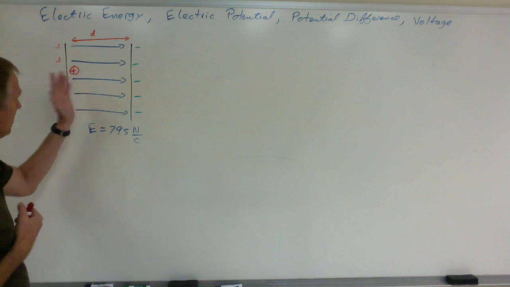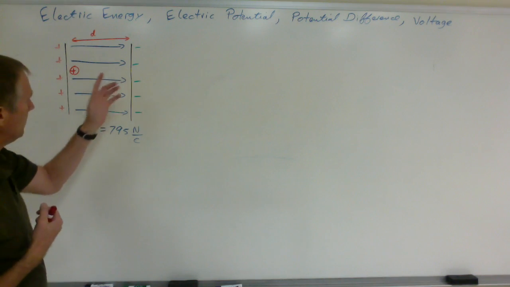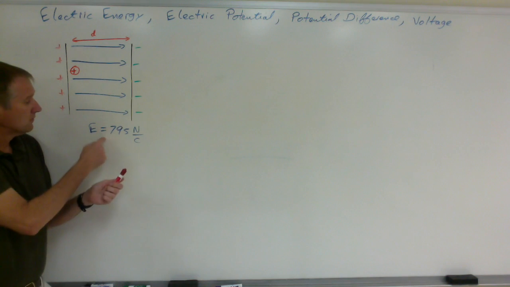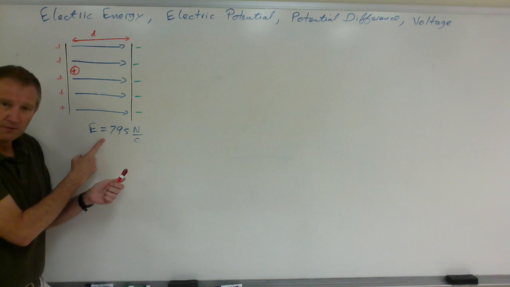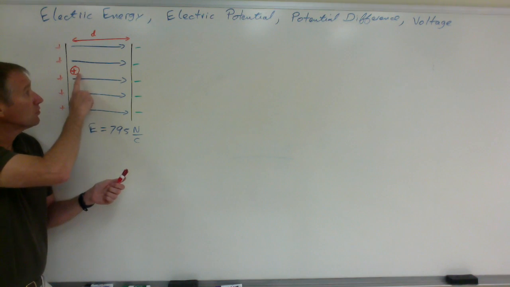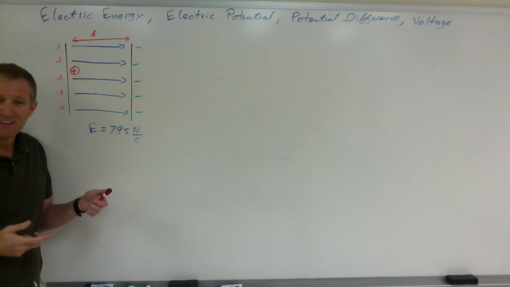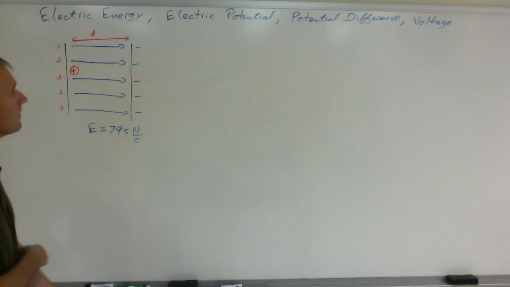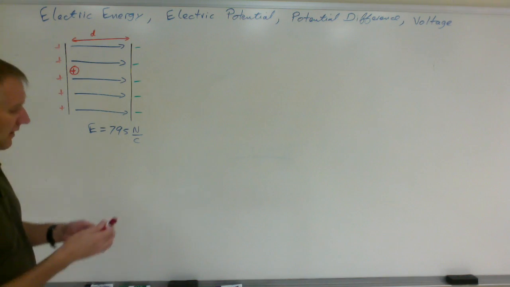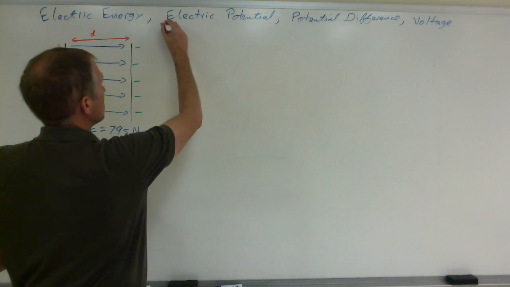As it accelerates, if I let go of it, as it accelerates to the right, it will go through the distance d. The field will do work on it because it applies a force. So the field will do work. This will lose its potential energy and gain kinetic energy. Before I get into that, I want to define electric potential.